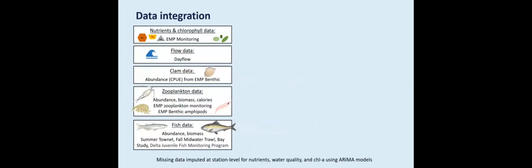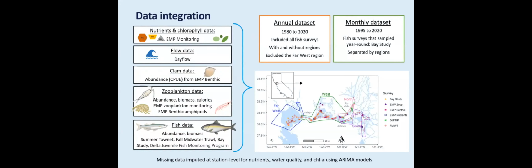To answer these questions, we compiled a range of different data from many different monitoring programs on nutrients, chlorophyll, flow, clams, zooplankton, and fishes. And we summarized these data for 4 different regions of the estuary, which were the north, south, west, and far west regions. And these were also summarized over 2 different timescales. So we had a data set of annual averages from 1980 to 2020, and a data set of monthly averages from 1995 to 2020.